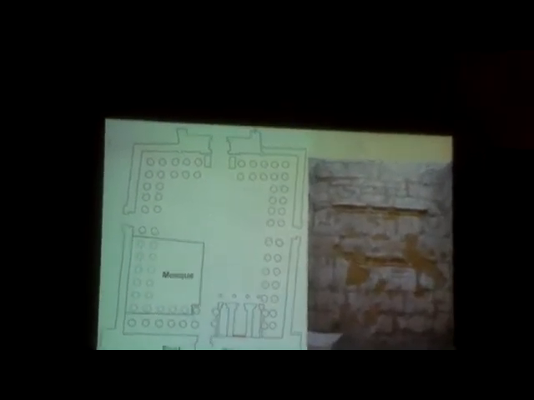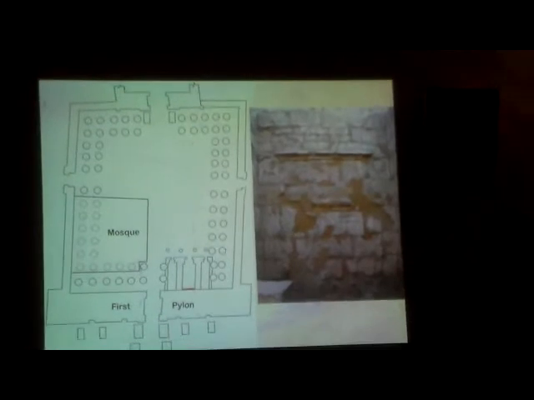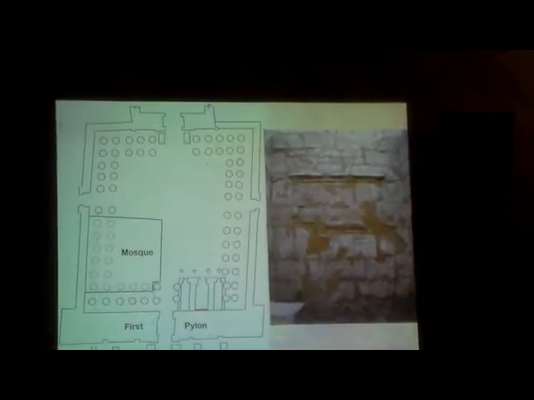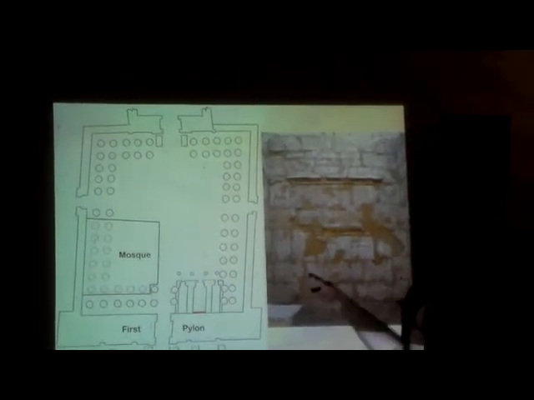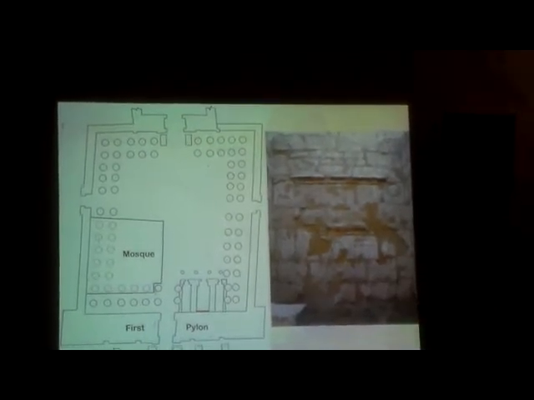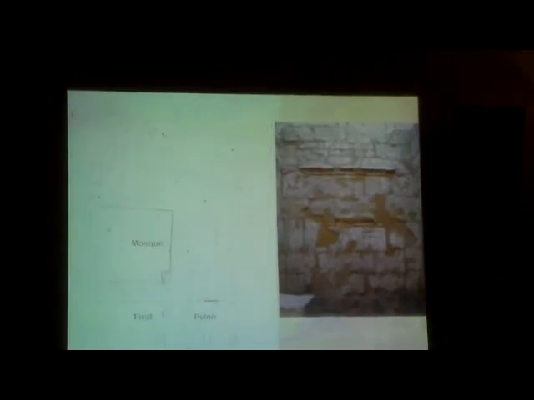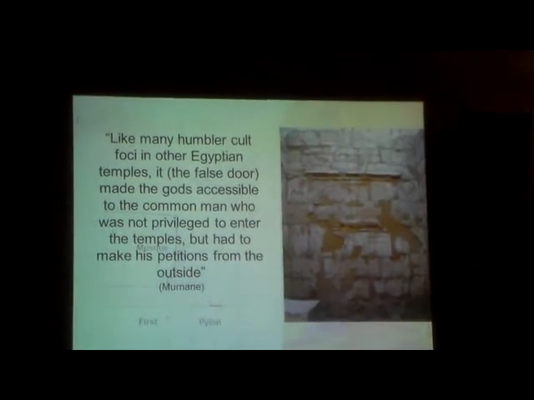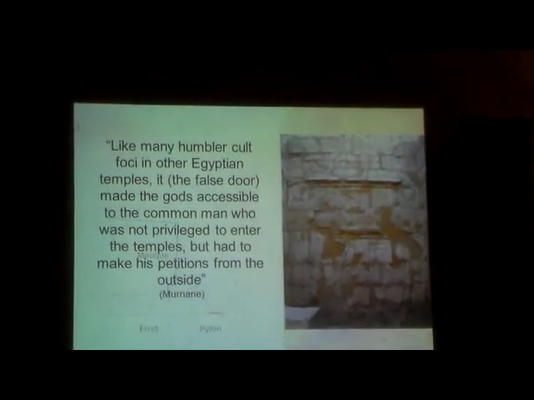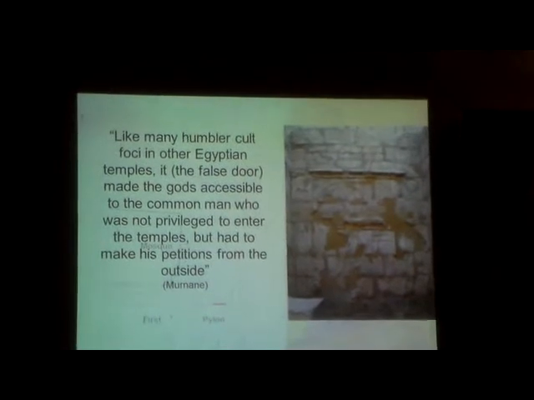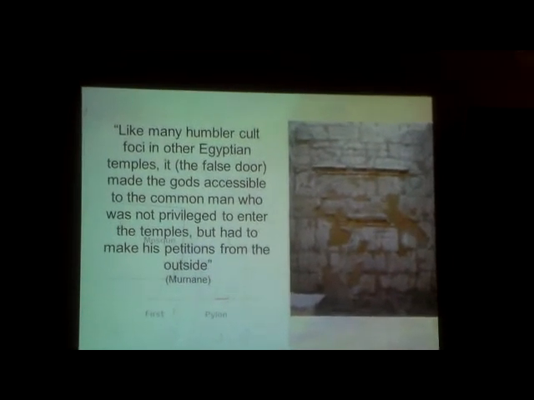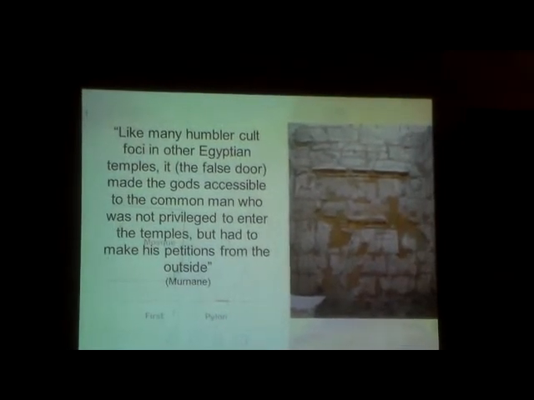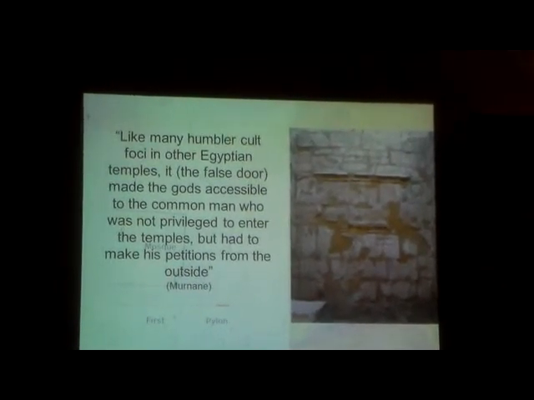In the chapel of Amun, right in the centre, you have this very interesting false door at the very back. It's a very unusual one because you have these two tall staffs called menushepsi staffs. And it seems that this also indicates that it was accessible. This is what Renan says about it. He says, like many humbler cult foci in the Egyptian temples, the false door made the gods accessible to the common man who was not privileged to enter the temples, but had to make his petitions from the outside.